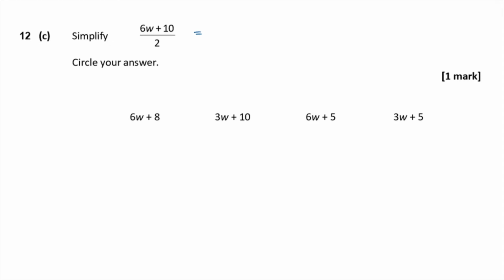Now, if you look at the numerator, I've got 6w and 10. They have a common factor of 2. So I can take 2 out of 6w, and that leaves me with 3w. And I can take 2 out of 10, and that leaves me with 5. So that gives me 2 lots of 3w plus 5 on the top, and 2 on the bottom.